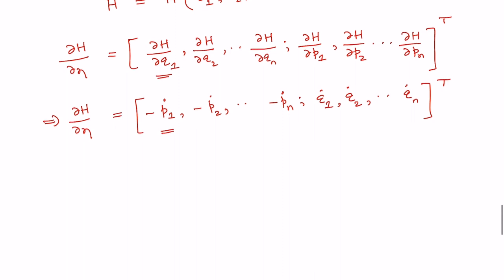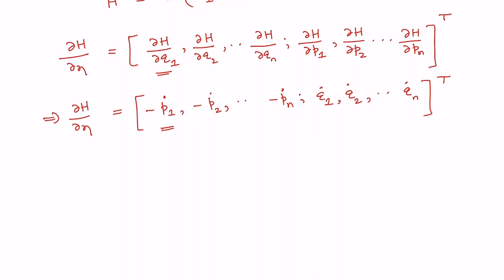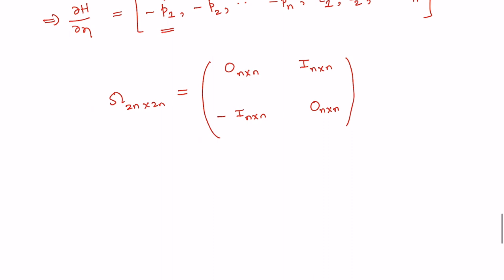Now you see this negative sign may be very annoying, and to get rid of it, let us define a 2n by 2n skew matrix, or antisymmetric matrix, omega. We know about it, a 2n by 2n matrix. So in the diagonal you have the zero matrix of dimension n by n. In the off-diagonal, in the upper one, you will have the n by n identity matrix, and here you'll have minus I of n by n, and here you have the zero matrix of dimension n by n.